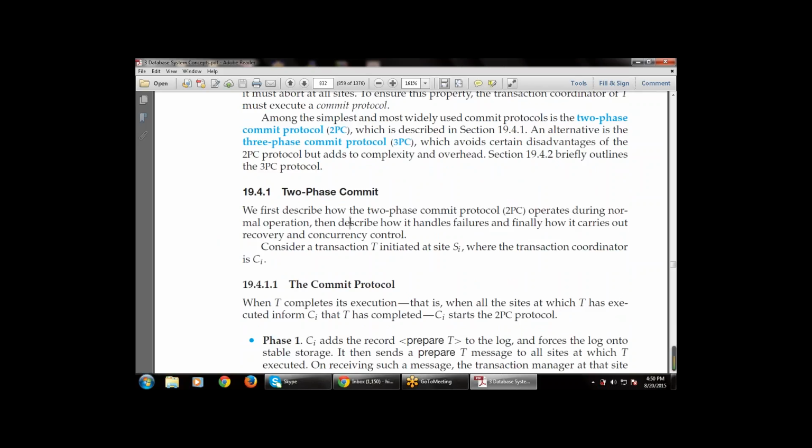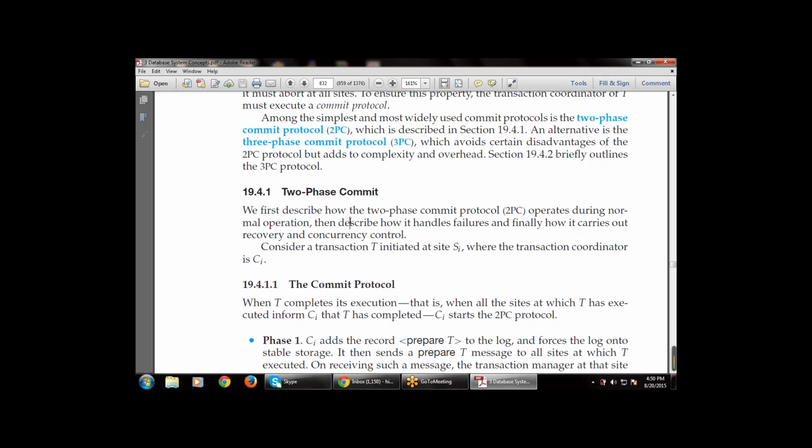Consider a transaction T that is initiated at site S1, where the transaction coordinator is C1. The commit protocol is used when T completes its execution, that is, when all the sites at which T has executed inform C1 that T has completed. Then C1 starts the 2PC protocol, the two-phase commit protocol.